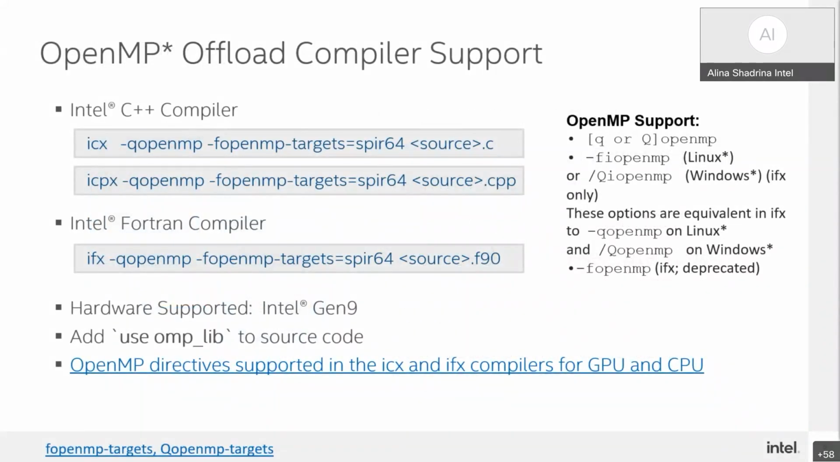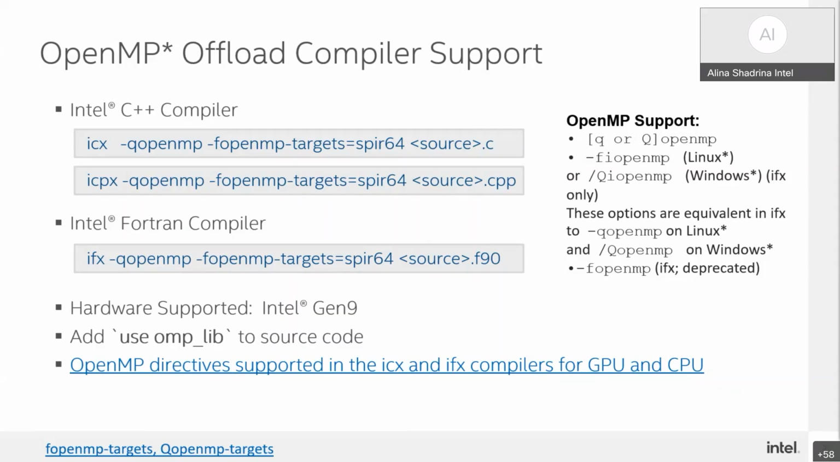Let's see in detail how OpenMP offloading support is implemented in Intel compilers. Please note that you need next-gen compilers. It's ICX and ICPX for C++ drivers, and the IFX driver for Fortran. Our classic compilers, ICC and iFort, do not support offloading, and there are no plans to do so. Let's look at the compiler line.